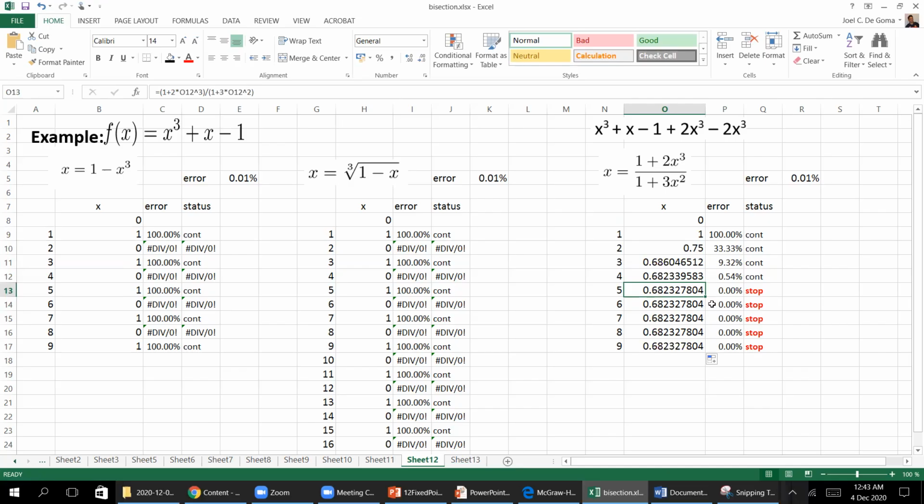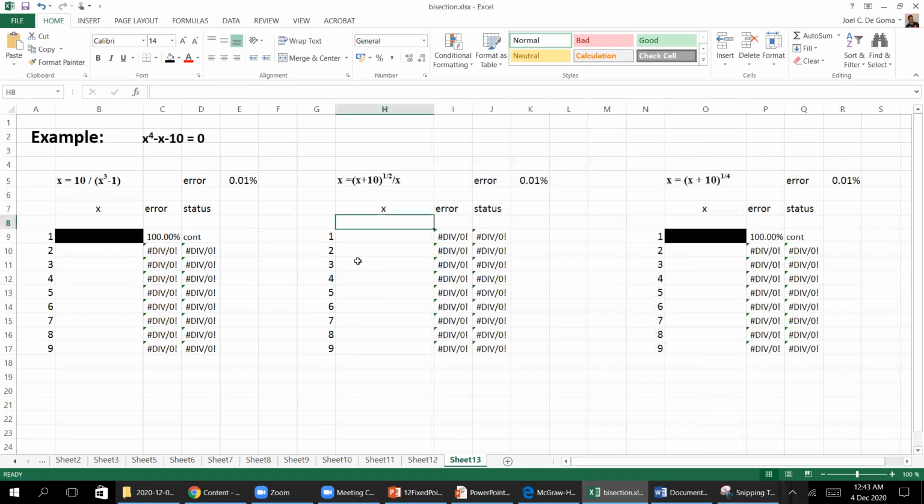Okay, so now let's have another example. Let's have x to the fourth minus x minus 10 is equal to 0. Again, we need to rewrite it to solve for x. It could be rewritten as x is equal to 10 all over x cubed minus 1, or x is equal to the square root of x plus 10 all over x.